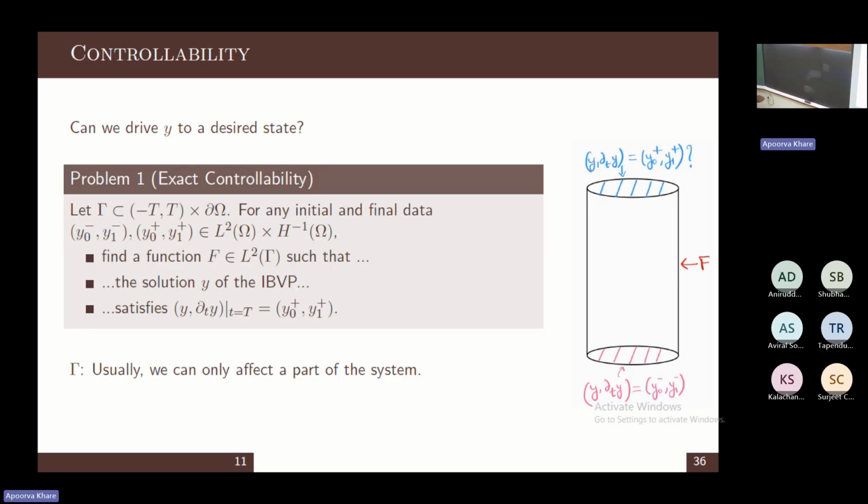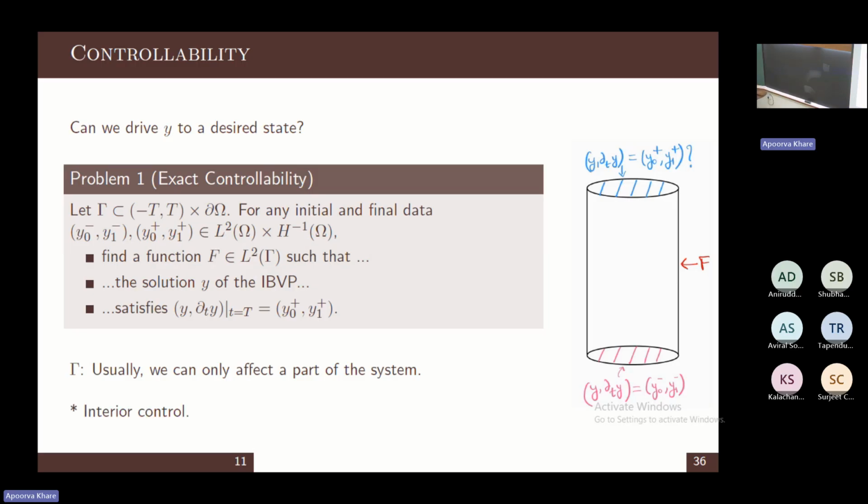Again, why we have this subset is because, as I gave the air conditioning example, most of the times you don't have access to all the components of the system or all the domain. You can only affect a part of the system. And this is something which is known as boundary control, because you are putting the control on the boundary.